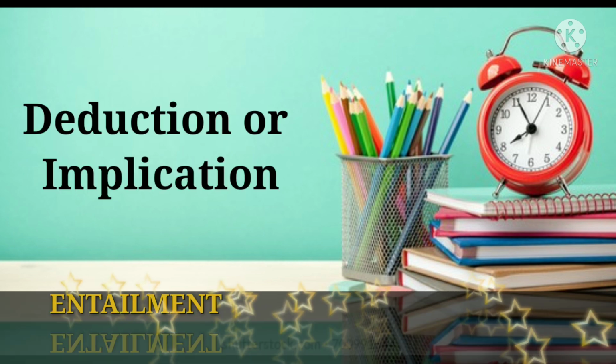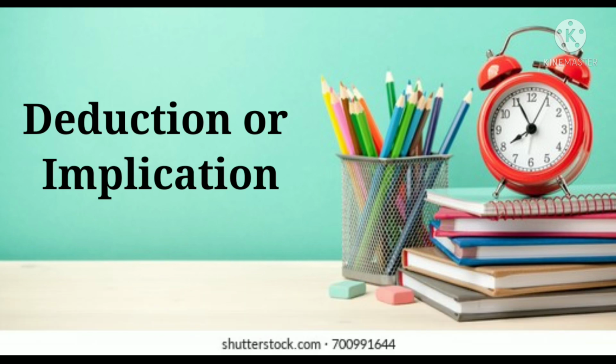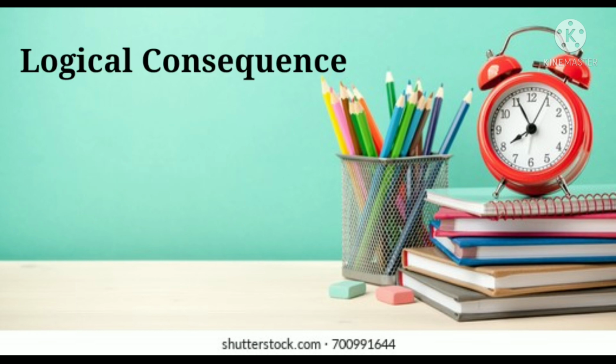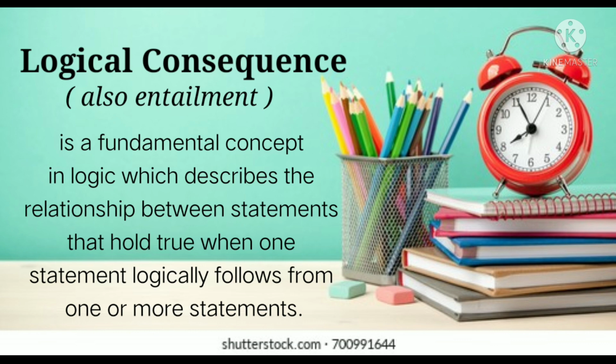An entailment is a deduction or implication, that is, something that follows logically from or is implied by something else. In logic, an entailment is the relationship between sentences whereby one sentence will be true if all the others are also true. Logical consequence, also entailment, is a fundamental concept in logic, which describes the relationship between statements that hold true when one statement logically follows from one or more statements.